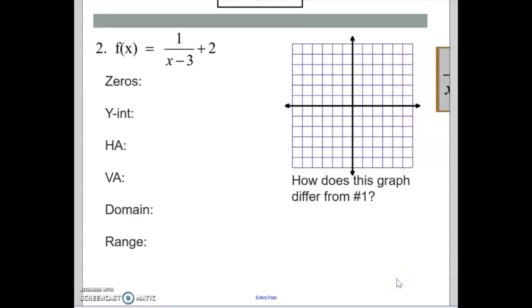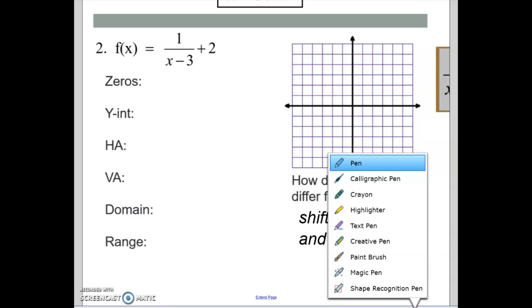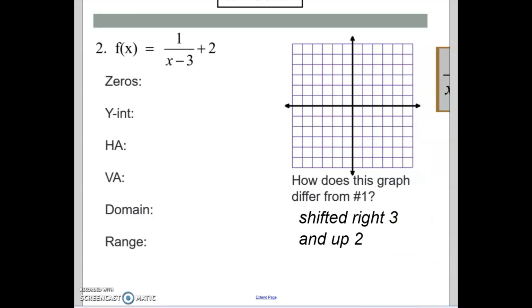This rational function is written as a transformation of the parent function. It differs from the parent function because it's shifted to the right 3 and up 2. Yesterday, when you graphed these transformations, you would look at the denominator to get the vertical asymptote of x equals 3, and you would look at this number to get the horizontal asymptote of y equals 2. We want to do this a different way.